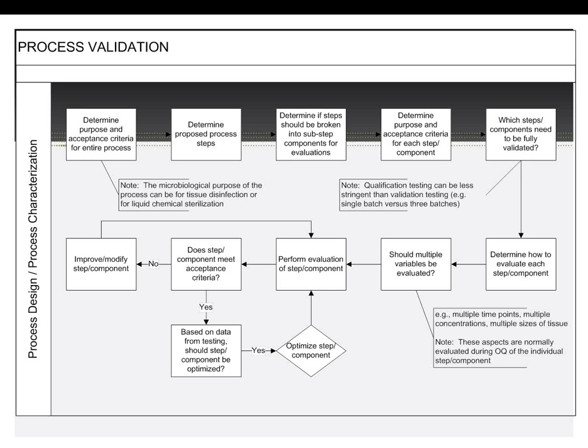The second row down, going from right to left, you see the second box over: should multiple variables be evaluated? In this case, oftentimes the microbiological benefit from a step may hinge on multiple variables, not just one. For example, it might be the amount of time that the tissue soaks in that solution. There might be multiple concentrations to consider. Maybe different types of tissue may get different results from that soaking step, or whatever that step may be. Temperature, pH, there may be other variables of that step that need to be considered.